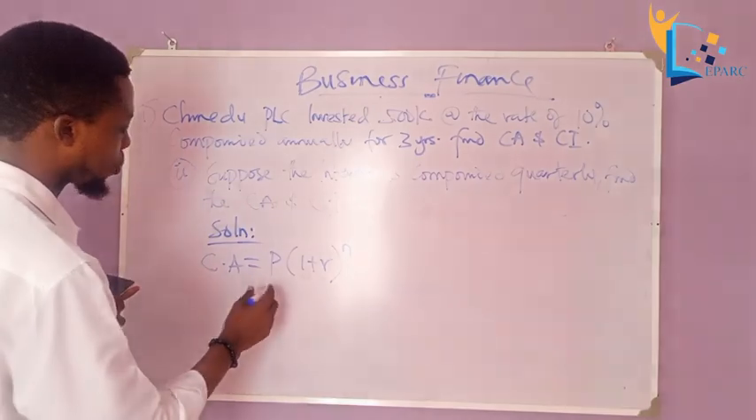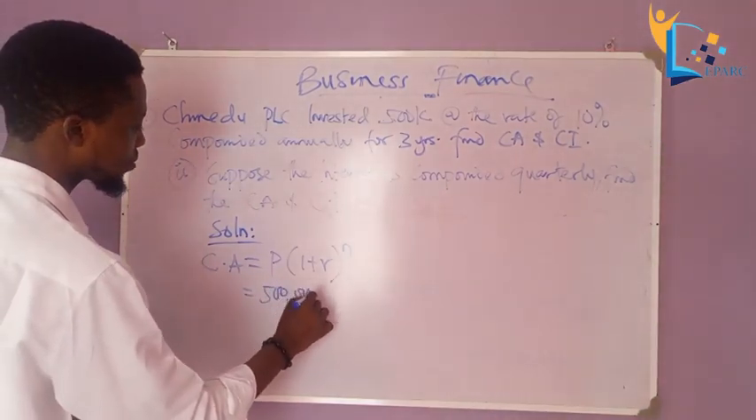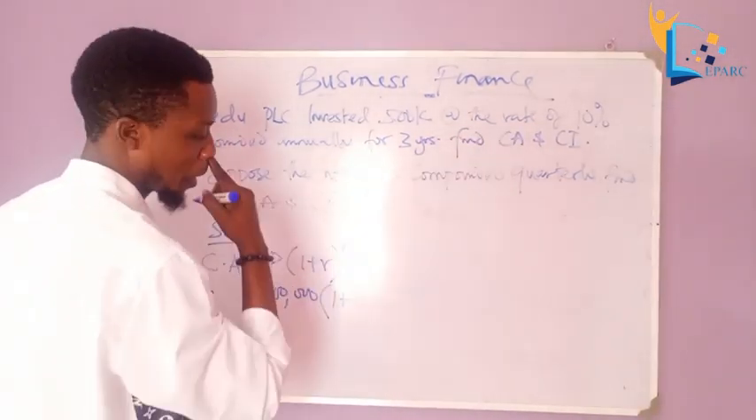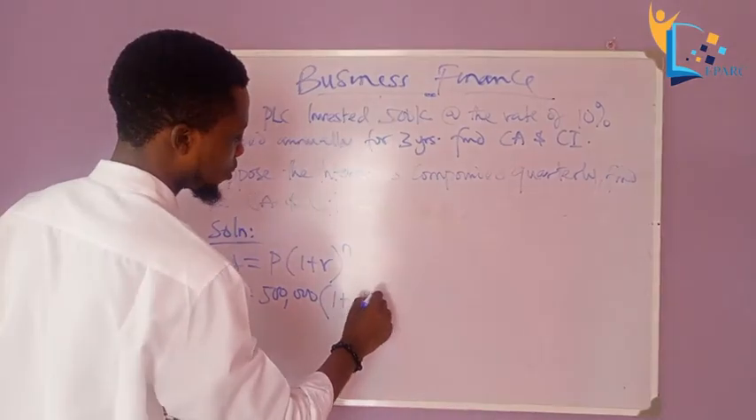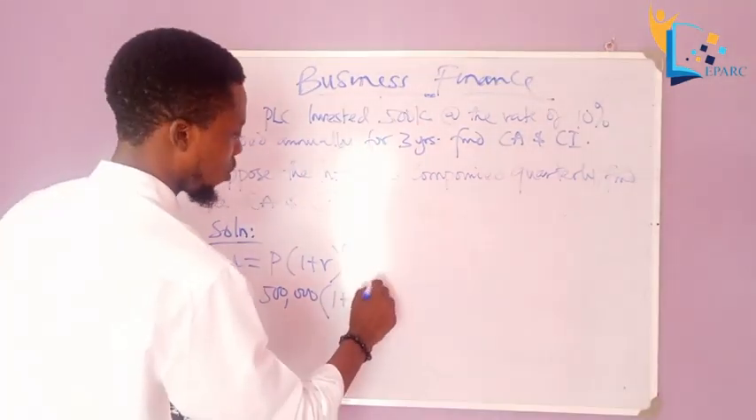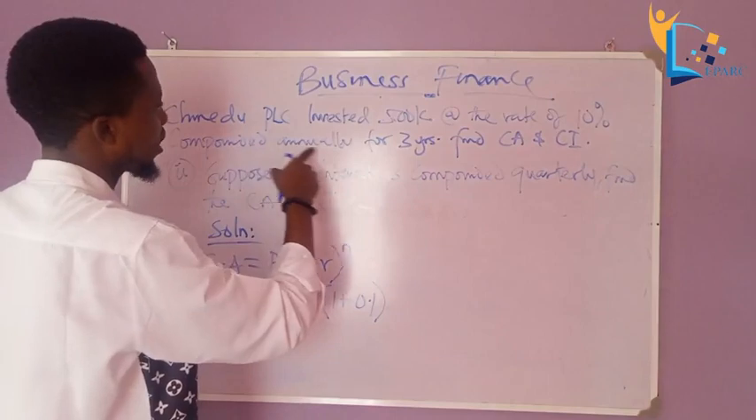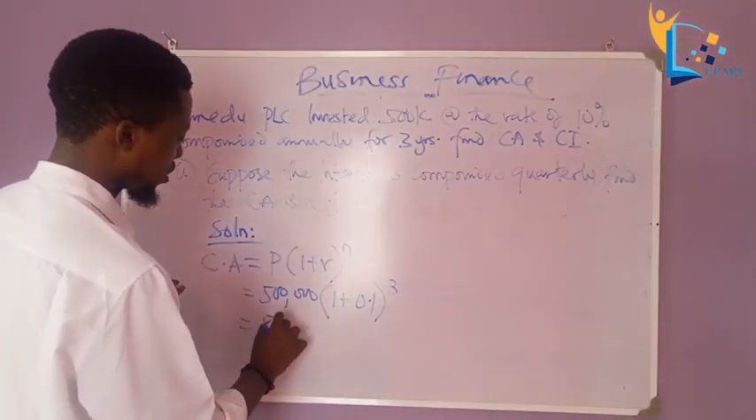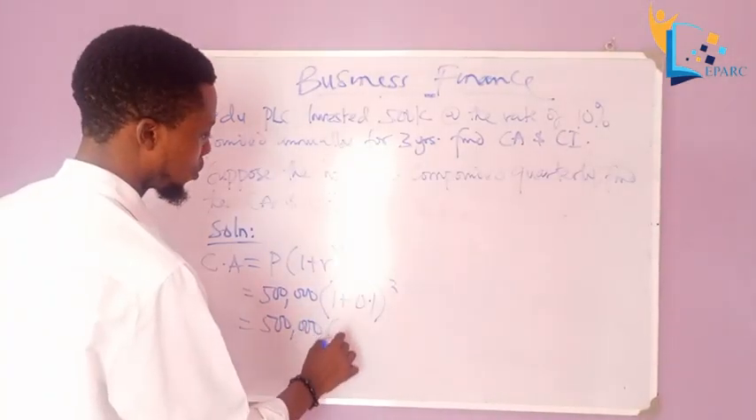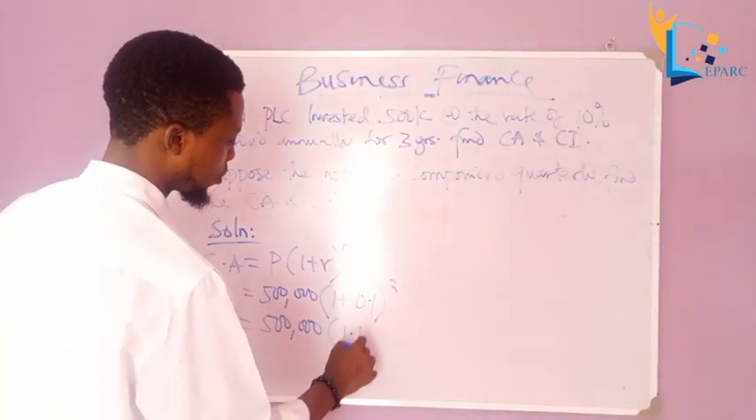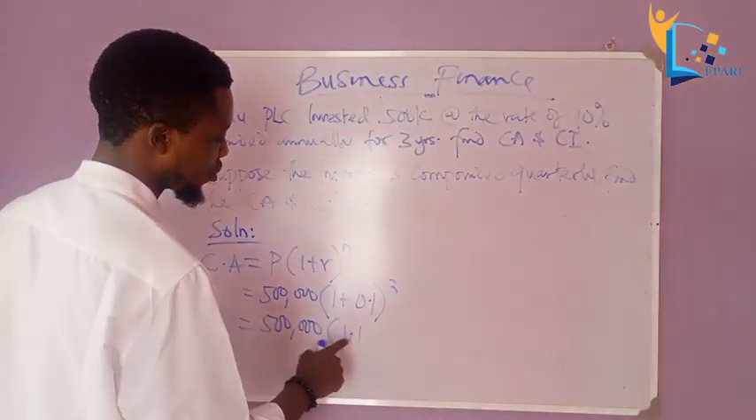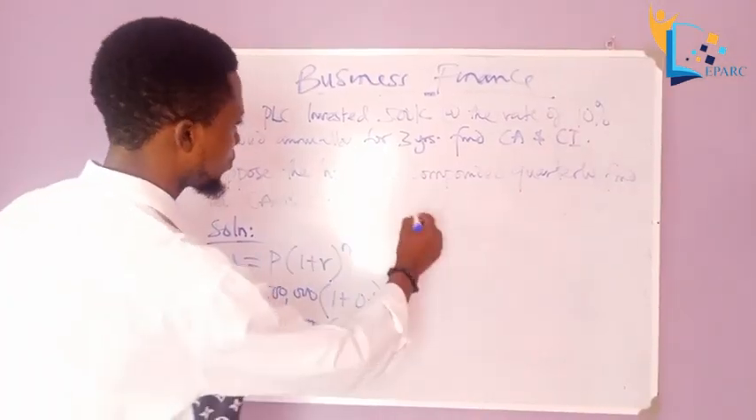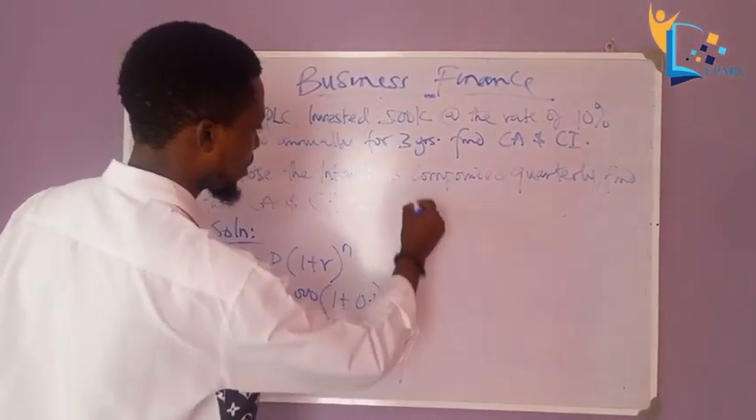So CA is equal to principal is 500,000, open brackets, 1 plus our rate, 10%, is 0.1, all over N, annually for 3 years, raised to power 3. So CA is equal to 500,000, open bracket, 1 plus 0.1 will give us 1.1 raised to power 3. Okay? Now, let's continue.